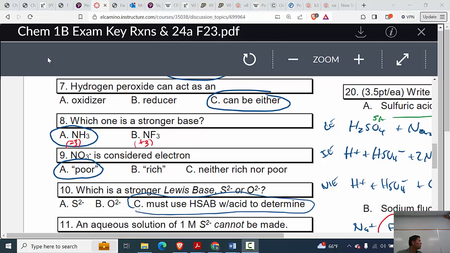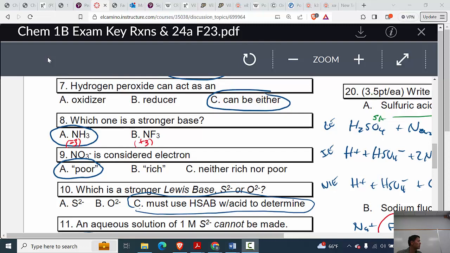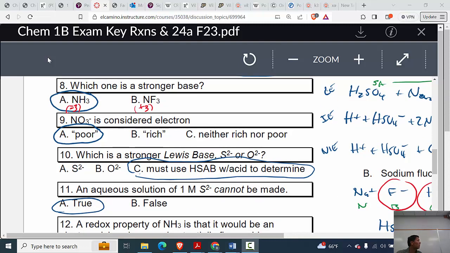Nitrate is considered electron poor. Nitrogen's +5, its max positive oxidation state. Here, ammonia, it's -3, its max negative oxidation state, which is electron rich. Ammonia.